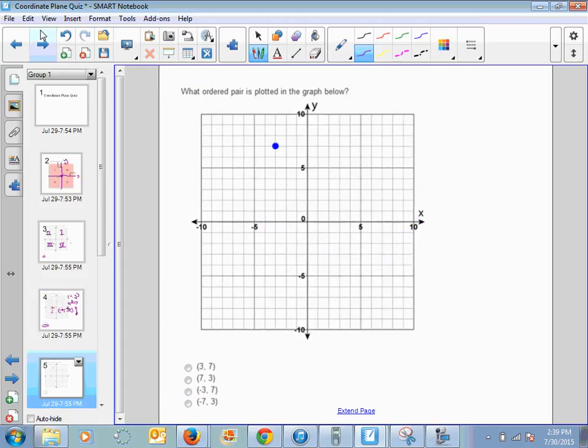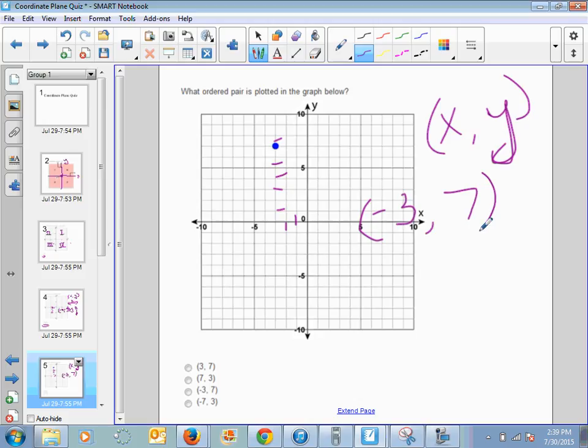Okay, same thing. Which is the ordered pair? Remember, x and y. So side to side first. We come back 1, 2, 3 units that way, so you've got a -3 for your x. And how many up are we going? 1, 2, 3, 4, 5, 6, 7. So you've got -3, 7.